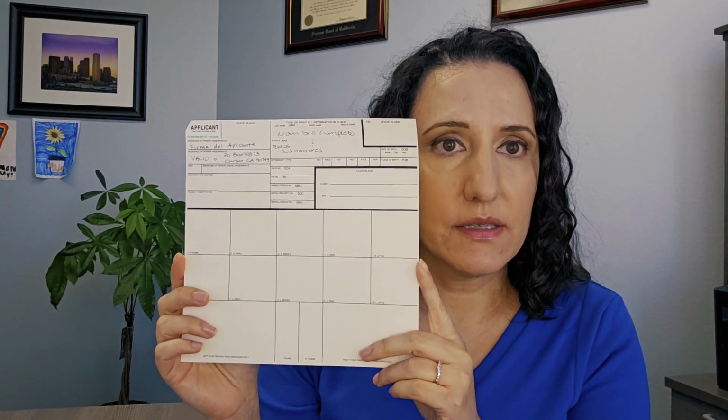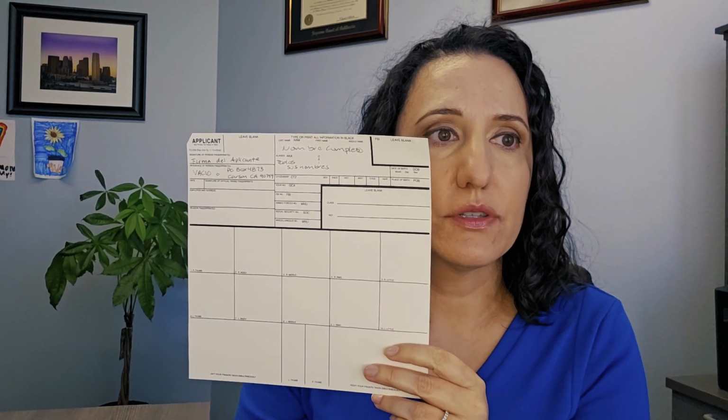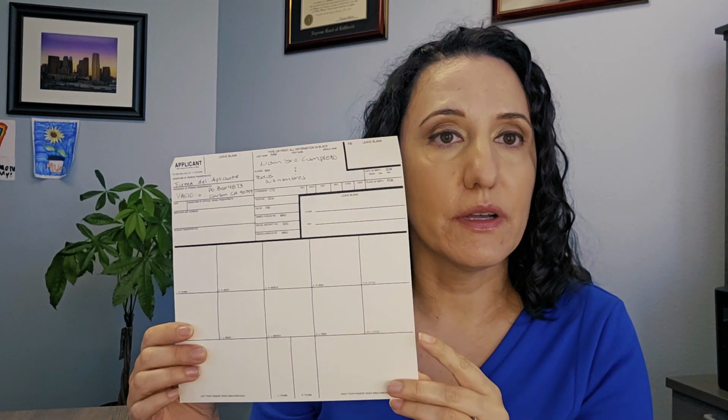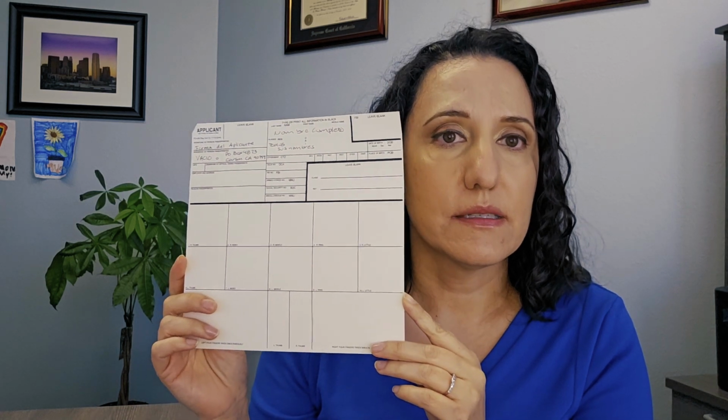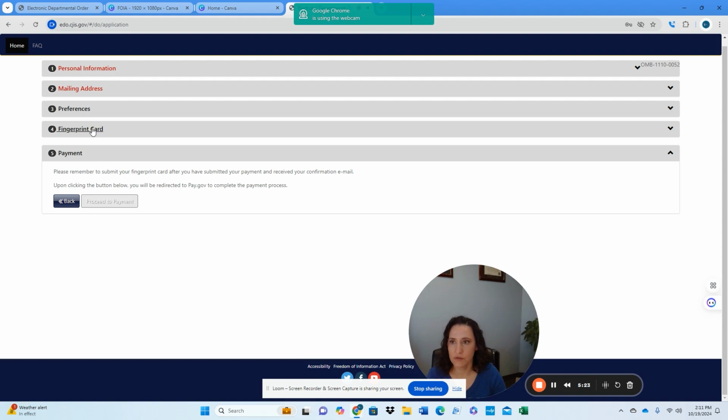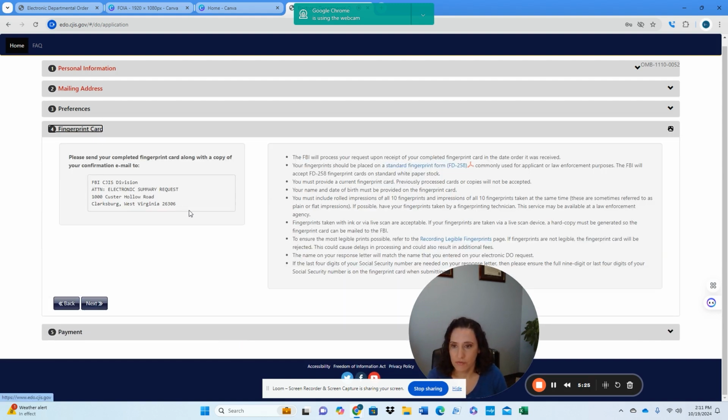And you send this along with the confirmation. So after you do this, it'll allow you to pay the $18 fee, and then I'll send you an email with the confirmation. You're going to print out that confirmation and send that with the FBI ink card to the address that was just on the screen before, and then you're going to wait for the response.